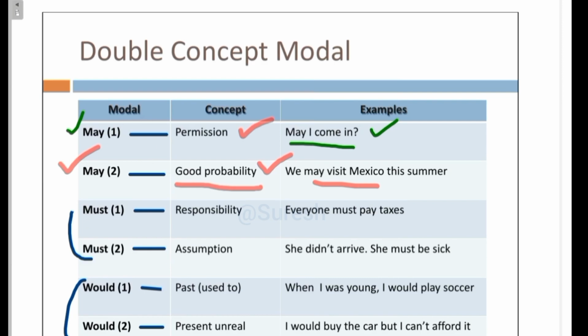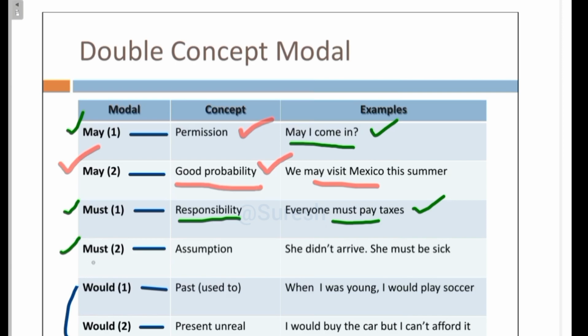Clear, guys? It's very easy, right? So you can understand only if you follow the concepts very clearly. Now talking about must. The first concept is responsibility. Everyone must pay taxes. So it is the responsibility of every person to pay taxes. It tells that everyone has to pay taxes responsibly. Everyone must pay taxes, so it tells responsibility. Clear? Must pay is used: subject, must and pay.